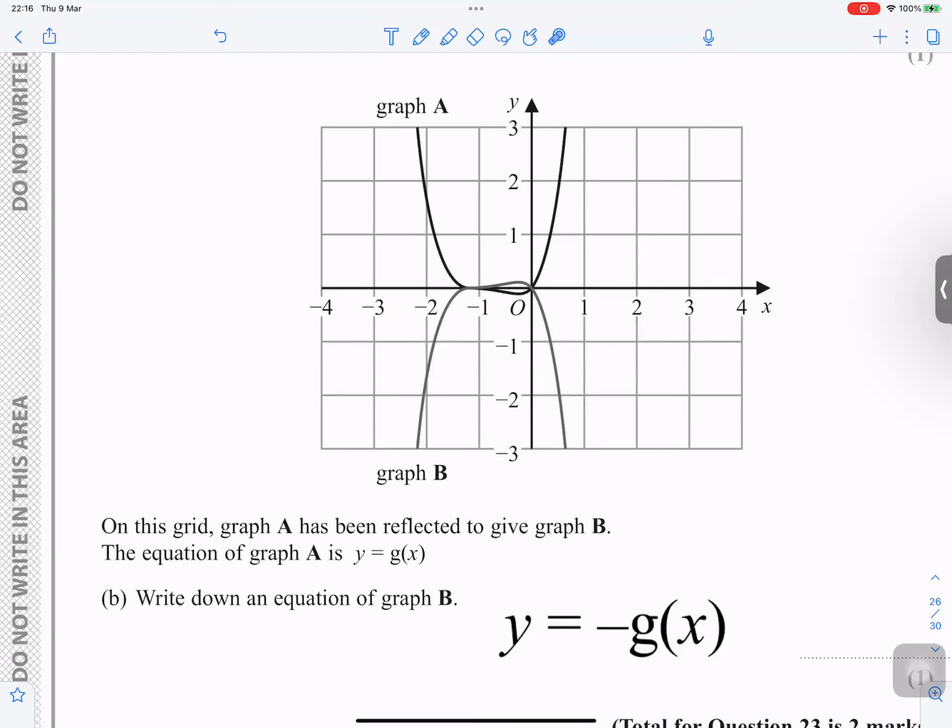On this grid, graph A has been reflected to give graph B. So graph A at the top reflected to give graph B at the bottom. The equation of graph A is y equals g of x. Write down the equation of graph B. So whatever was positive at the top has come down to negative. If it was plus 3 there, it comes to minus 3. It was plus 2, it comes to minus 2. So you put a minus in front. So it's just minus g of x. We'll do it that way.